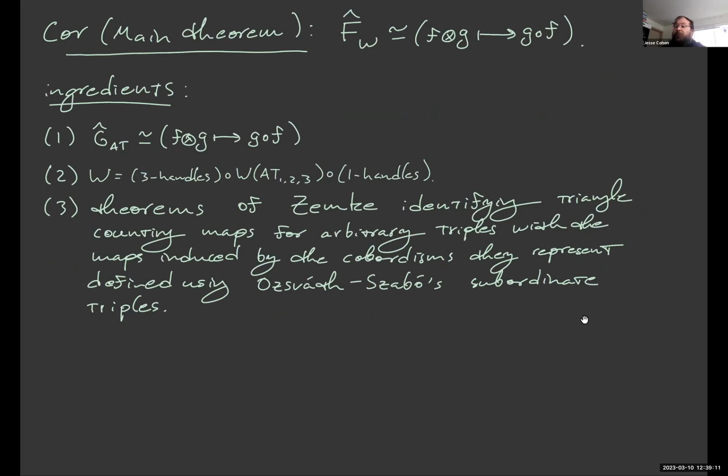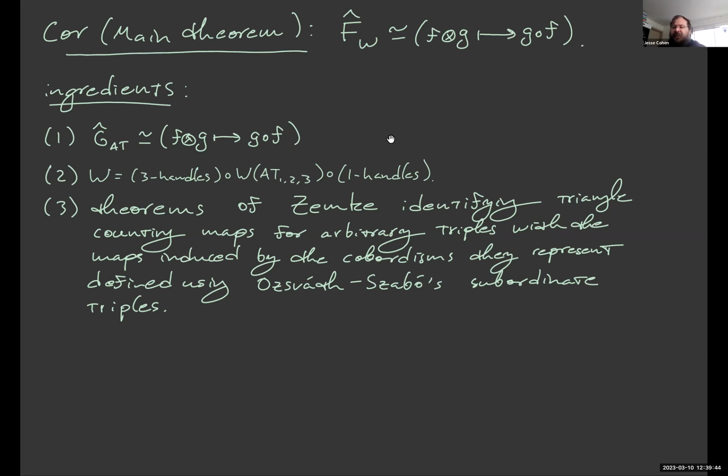Okay, and the corollary of this is that the map associated to the pair of pants cobordism is homotopic to the composition map. This uses the fact that G hat of A T composite is homotopic to the composition map, this fact about the pair of pants cobordism, and then a few theorems of Ian Zemke that identify triangle counting maps for an arbitrary triple with the map induced by the cobordism represented by that triple.